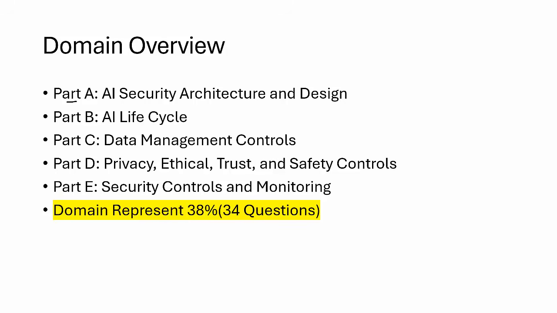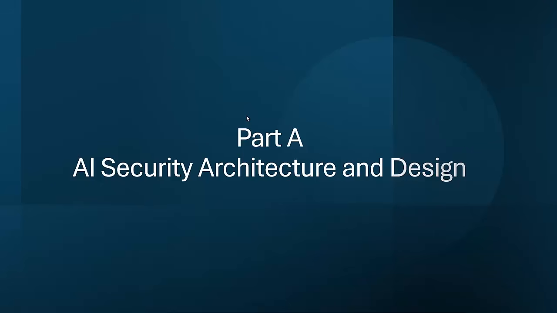38%, around 34 questions we can expect from this particular area. So if you're a person who is preparing for this certification, Domain 3 is very, very important. So we're going to start with Part A first, which is called AI Security Architecture and Design. But before we jump into AI security architecture and design, let's first understand the AI foundation.